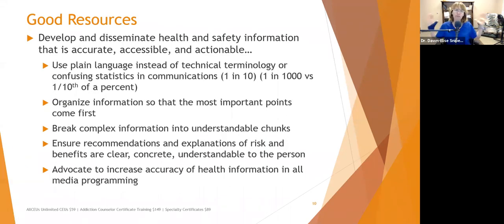So good resources, I keep talking about them. What do they look like? They use plain language instead of technical terminology or confusing statistics. We want to make sure that we say things like 1 in 10, and ideally, if it's on a visual, we want to have 1 little person and then 9 little people over here, so somebody can visually see the difference. You want to use terms like 1 in 1,000 when we're talking about birth defects or whatever, instead of saying something like 1/10 of a percent. 1/10 of a percent just doesn't really have much meaning to me. 1 in 1,000 has some meaning to me.